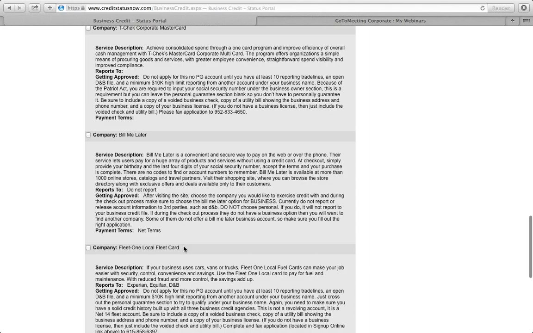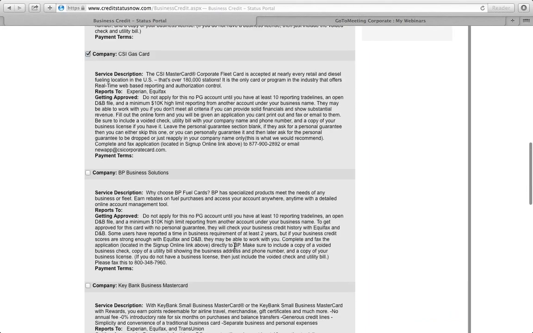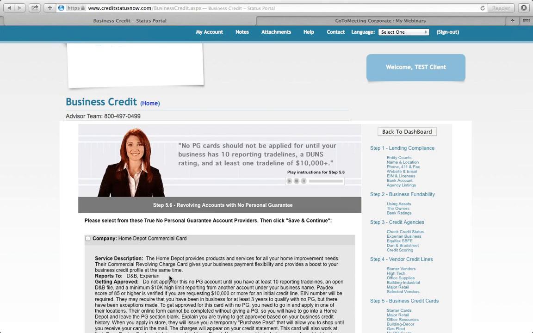So as you're going through it, keep that in mind, that when you get to this very last page of step 5, these accounts, you have to have at least 10 trade accounts reporting and at least a 10,000 high limit trade account reporting. And it outlines that in the getting approved section. So you'll want to make sure you have that number of trade accounts reporting before you apply for this last page in step number 5.